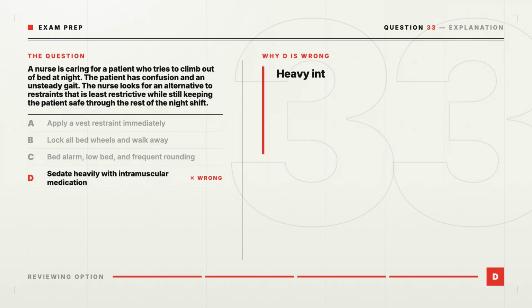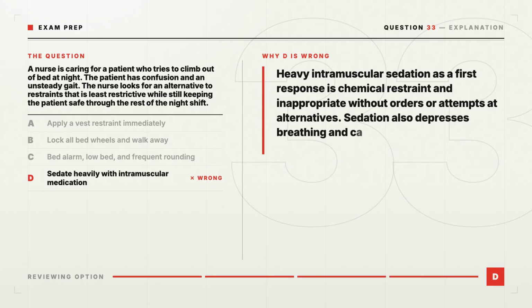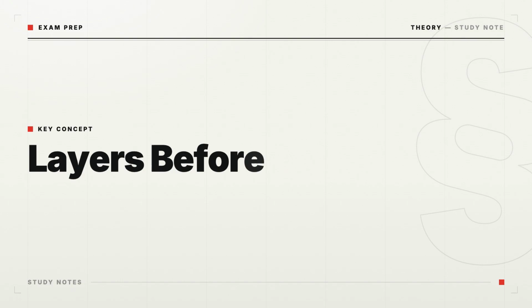D is wrong because heavy intramuscular sedation as a first response is chemical restraint and inappropriate without orders or attempts at alternatives. Sedation also depresses breathing and can worsen confusion, especially in older adult patients.